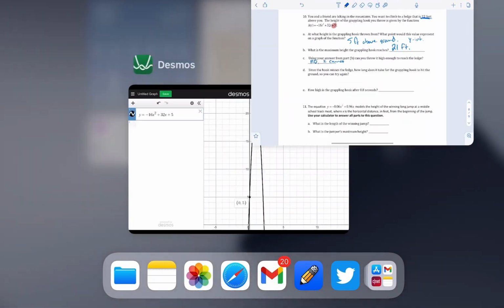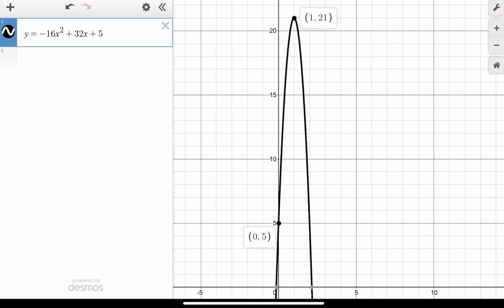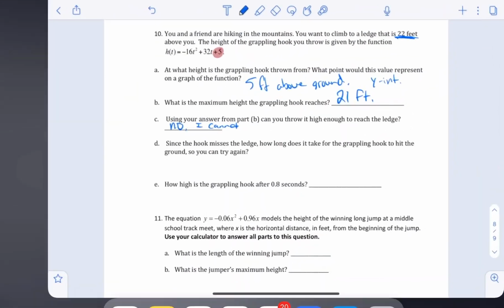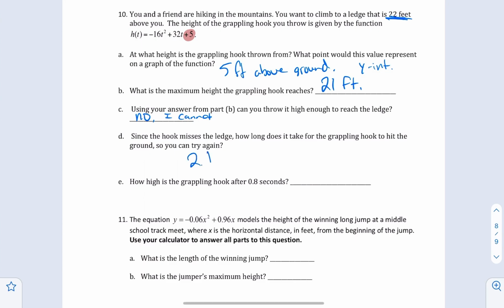So that's going to be, again, how long. So I'm going to take my starting value of 0.5, and it looks like the input for time is 2.146 seconds later. I'm at a height of 0. So again, I reached my maximum at the 1 second mark, but 2.146 seconds later, my grappling hook has hit the ground again. So after 2.146 seconds, I can try and try again.